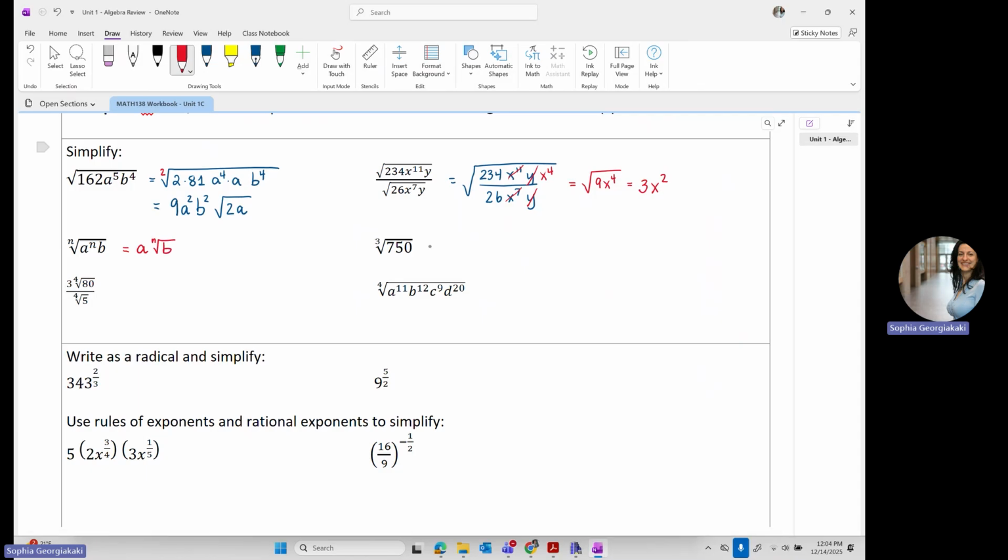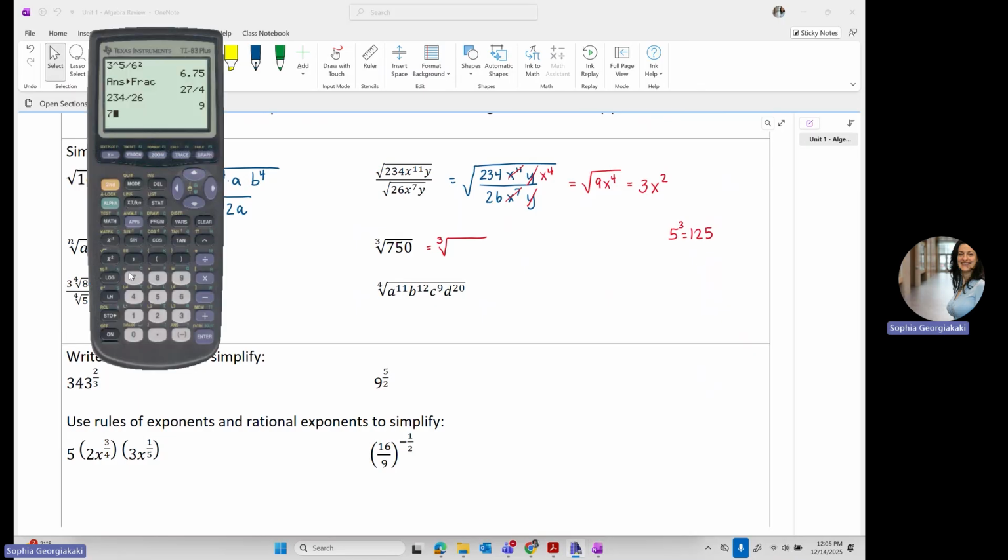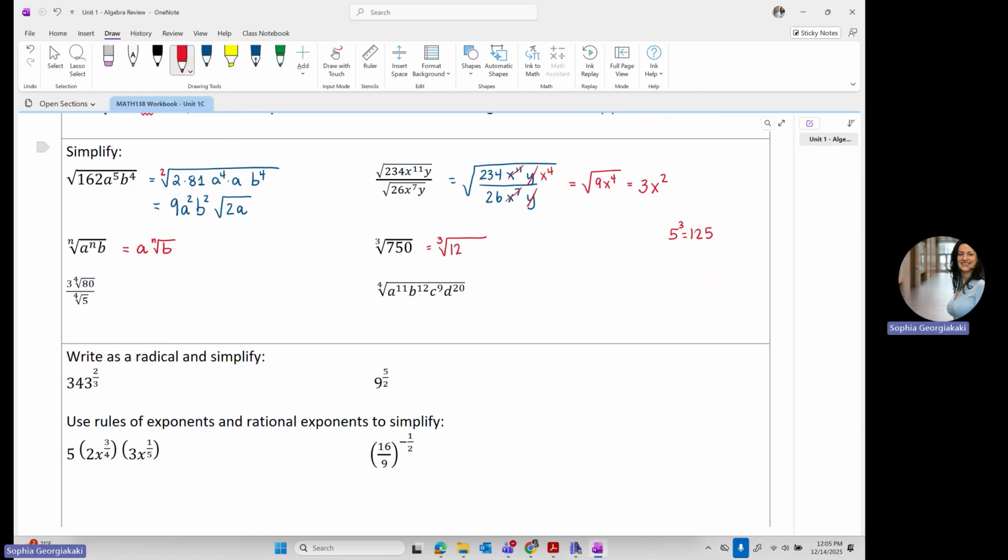The third root of 750, I'm looking for cubes here. 5 cubed is 125, so I'm going to try to see if 750 is a multiple of 125. 750 divided by 125 is 6, so 125 times 6. The third root of 125 is 5, and I was not able to simplify the cube root of 6.